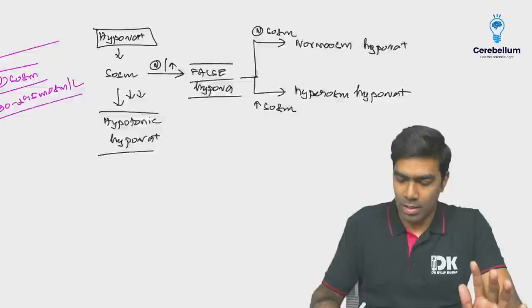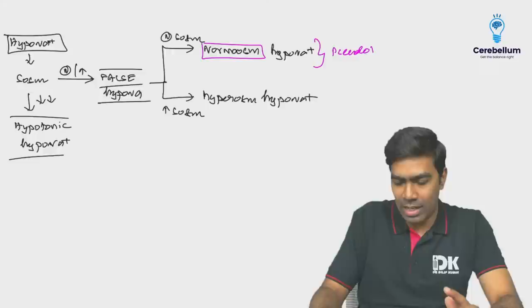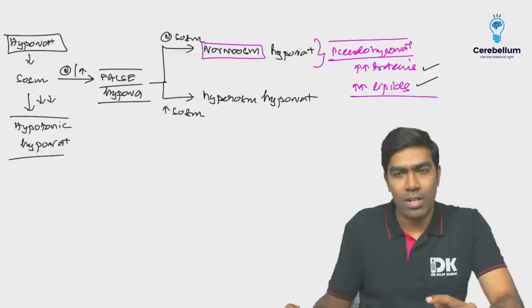So what are the causes of normoosmolar hyponatremia? The other name for normoosmolar hyponatremia is pseudohyponatremia. It's a technical error, a machine error. And this usually occurs due to very high proteins in the blood, like multiple myeloma, or very high levels of lipids, like hyperlipidemia. Very high level proteins, very high level lipids. That is the reason for pseudohyponatremia.